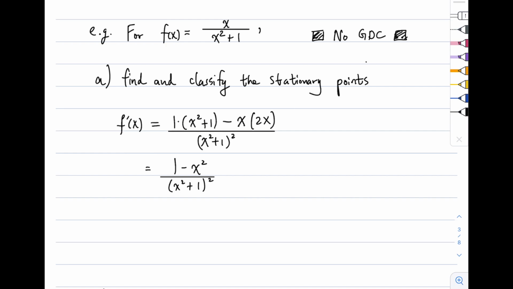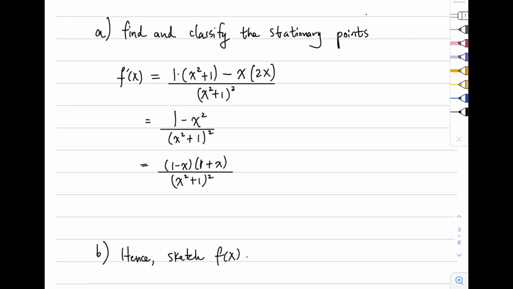So because of that, we're going to need a sign chart. And because of that, we're going to also need to factorize. So I'm going to factorize the numerator here. The numerator is 1 minus x squared. So if we factorize, we get 1 minus x times 1 plus x, all divided by x squared plus 1, all squared. Okay, so let's now find the stationary points and classify them.